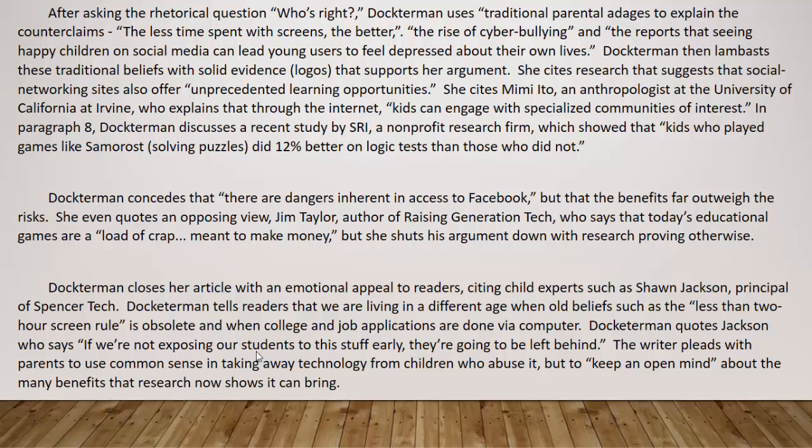My last paragraph is dedicated to her emotional appeal. It's a scare tactic. She scares parents, and she says, you might want to keep them away from computers, but remember, they're gonna need those computers. We know that some kids abuse computers, so keep those kids away from the computers, but don't totally isolate your kids from the computers because they'll need it. Keep an open mind. That's her quote.